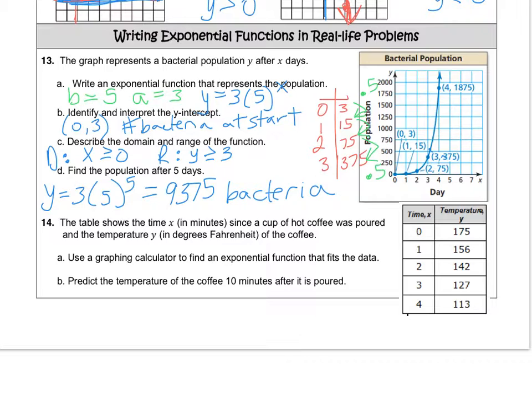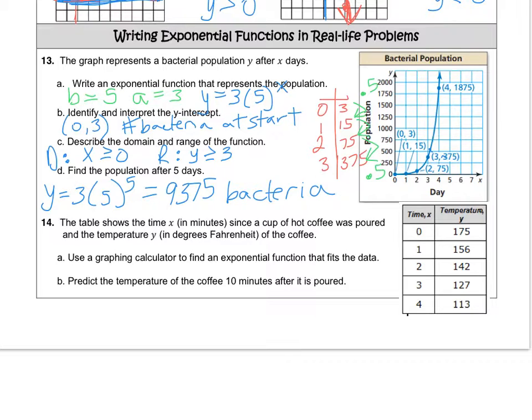Okay, on number 14, I want you to use the process of stat edit using your graphing calculator to find the function that fits this data. So you would just go back through the process of putting it in stat edit, but this is not linear data. This is exponential data. So instead of doing stat calc 4, which is a linear regression, you're going to do stat calc 0, which is an exponential regression.